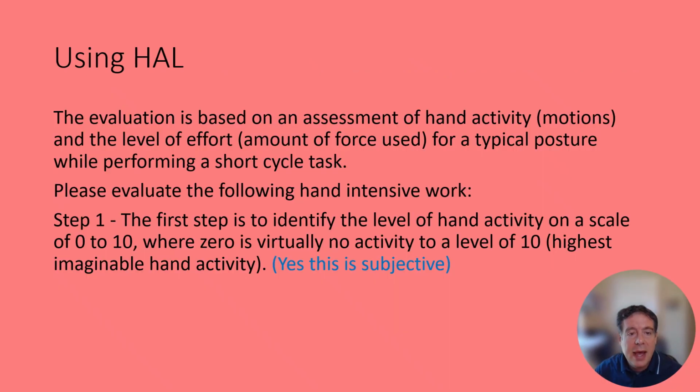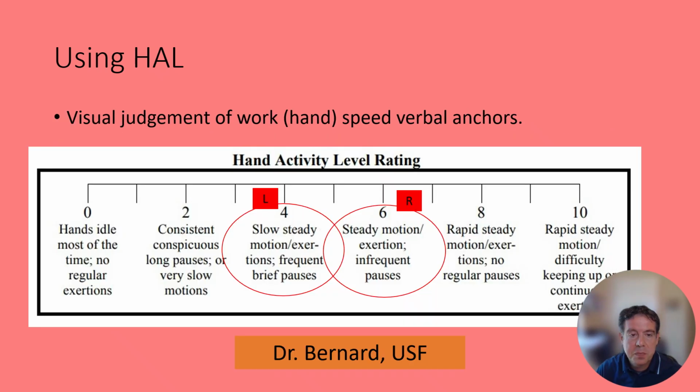When using the HAL, the evaluation is based on hand activity, so the motions, and the level of effort, which is the force, as well as lastly, the posture for those cycles. That first step is 0 to 10, determining that activity level. The most important consideration when determining that activity is that it is subjective by the observer. You, as the observer, are utilizing this tool and determining this frequency.